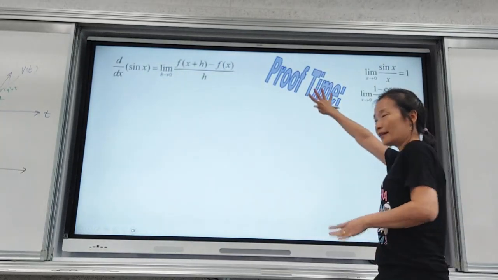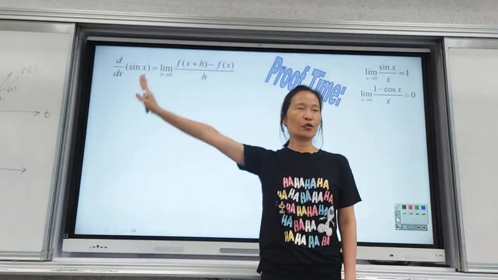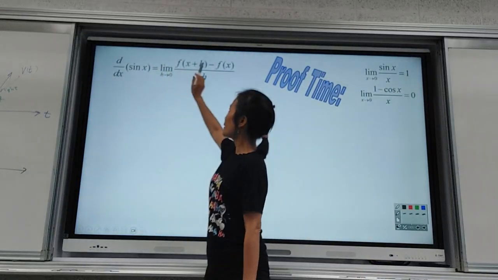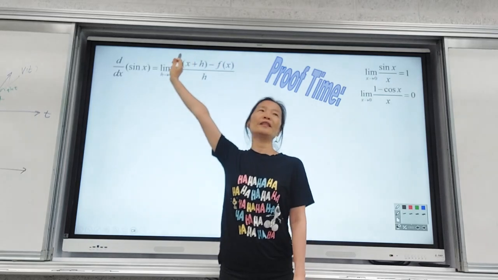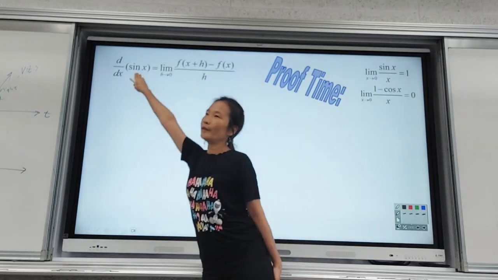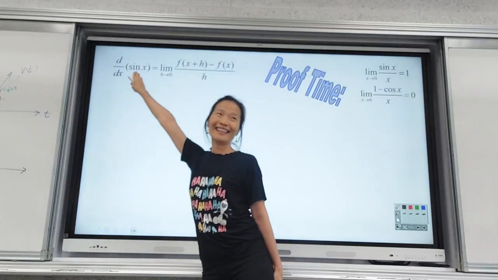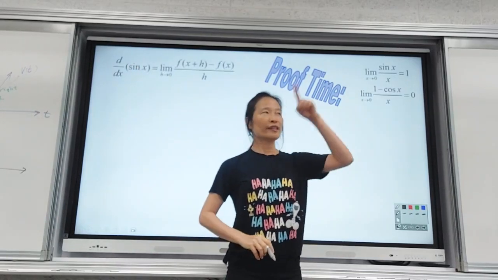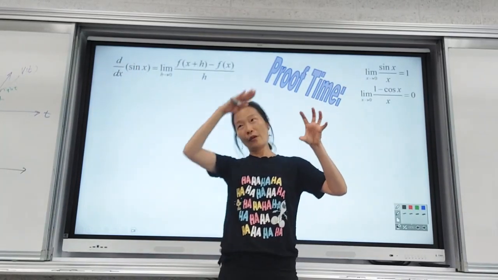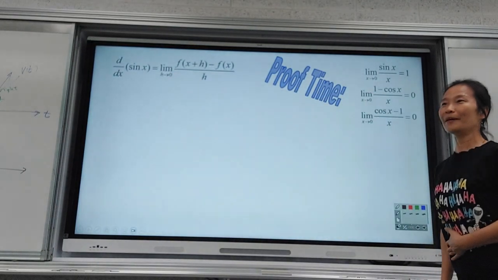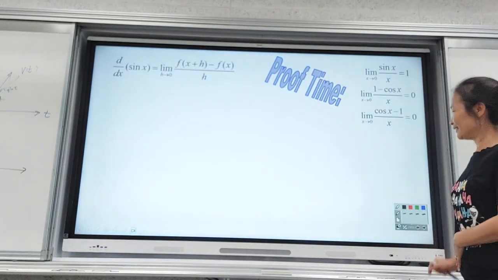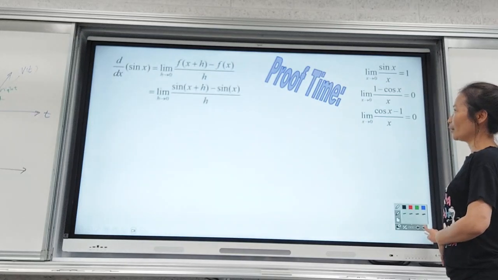I'm going to skip this. This is just to show you how to use the difference quotient, the definition of derivative, to find the derivative of sine. Okay, we did explore the derivative of sine using the graph, the slope. But for anybody interested why the derivative of sine is cosine, you can go through this.